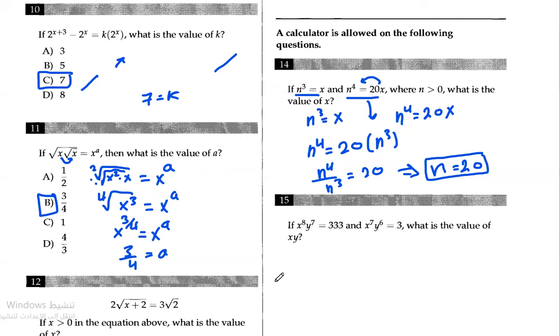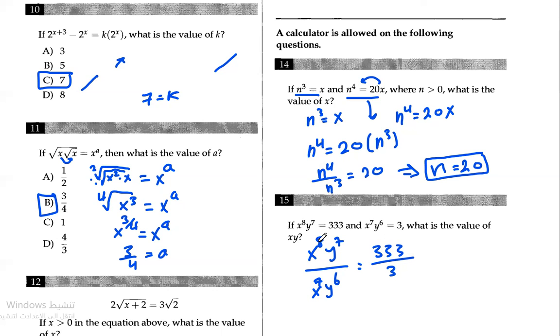Okay. If x to the power 8 multiplied by y to the power 7 equals 333, and x to the power 7 multiplied by y to the power 6 equals 3, what is the value of xy? So basically, we're just going to divide both sides. Here we divide x to the power 8, y to the power 7 by x to the power 7, y to the power 6, and also the value 333 divided by 3.